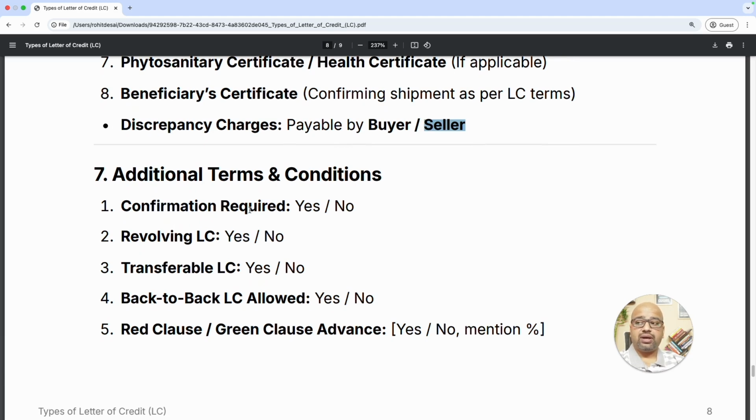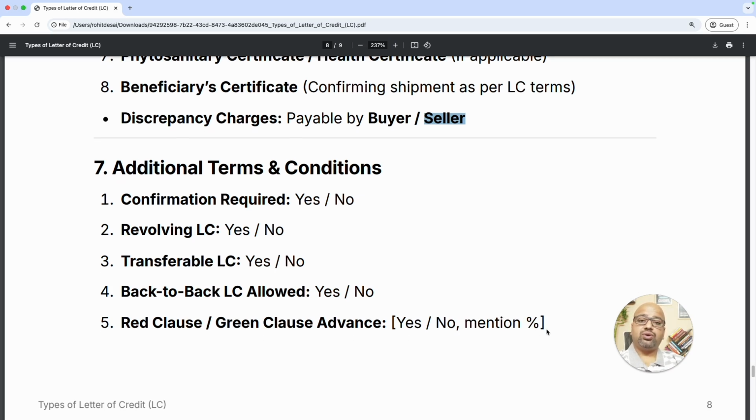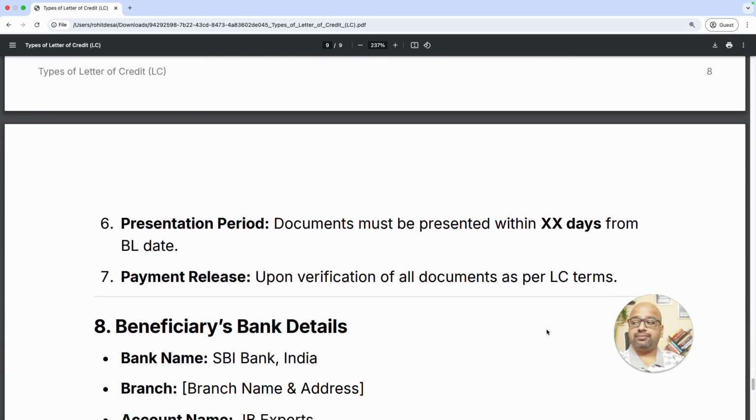So, additional terms and conditions. Confirmation required, yes or no. Revolving LC, yes or no. Transferable LC, yes or no. Back-to-back LC, yes or no. Red clause or clean clause, mention what percentage is allowed to be withdrawn before doing the shipment. Then presentation period: how many days after the shipping you need to submit the documents, or within when.